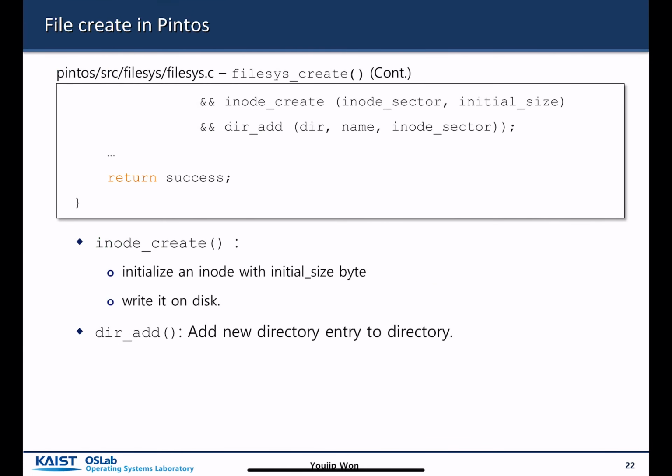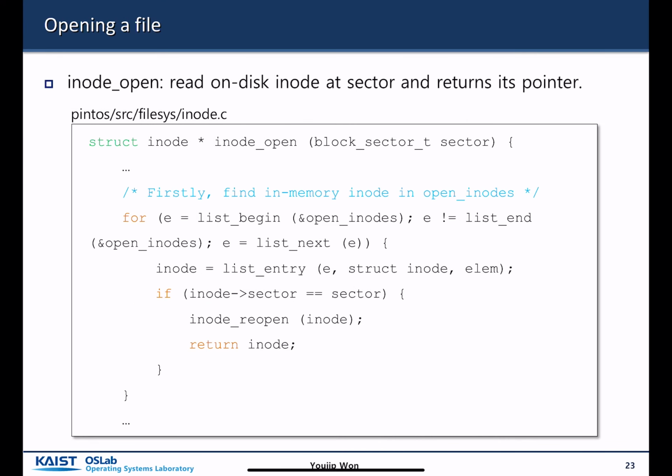And then it calls inode create. In the course of creating an inode, it initializes an inode with the initial size in bytes and writes it on the disk. And then it adds the created directory entry to dir, specified as the parent directory of the just created file. So this is how we create a file.